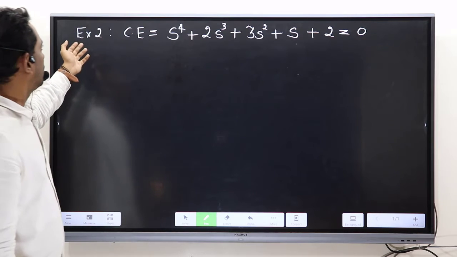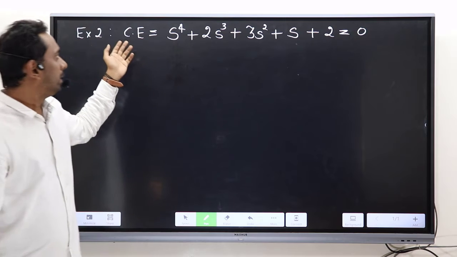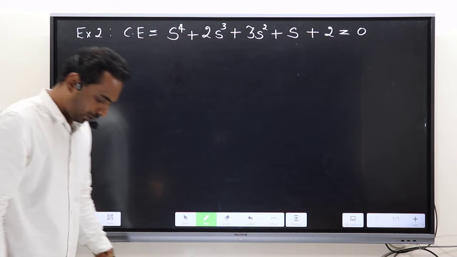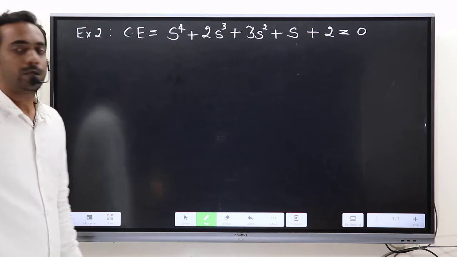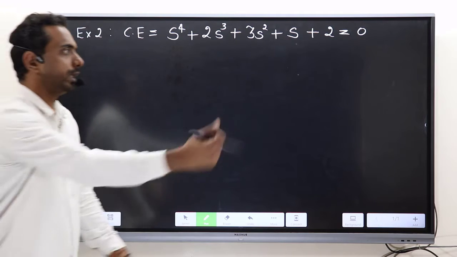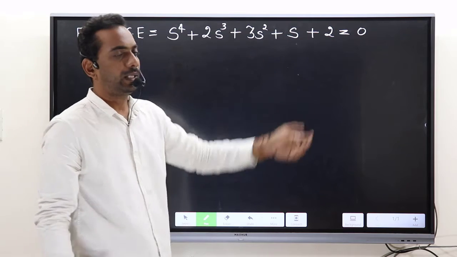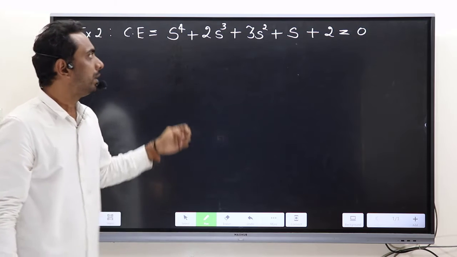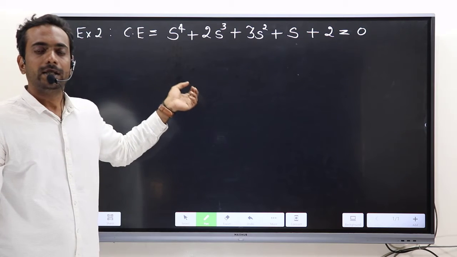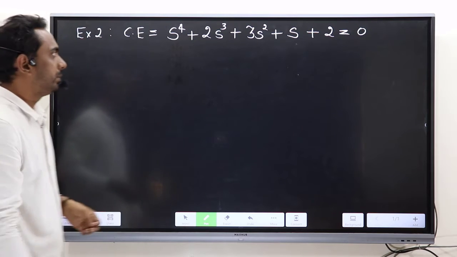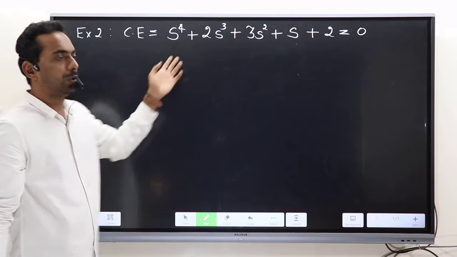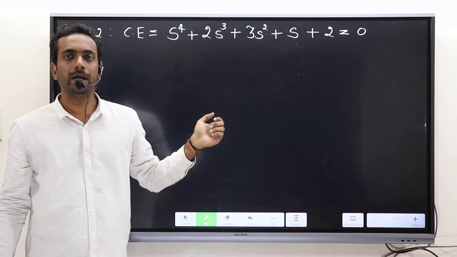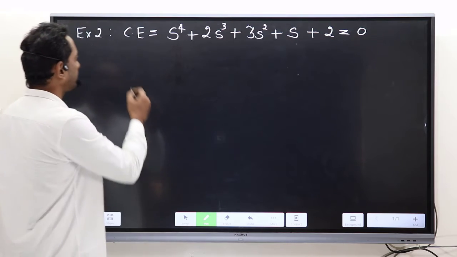So we have the second example, as we are given a characteristic equation which is s raised to 4 plus 2s cube plus 3s square plus s plus 2 is equal to 0, and again the same question: comment upon the stability of the system. So we have to find whether the system is stable or unstable. Let's start solving. Again, it is not possible to simply find the roots of the fourth order. That's why we need to use the Routh's table.